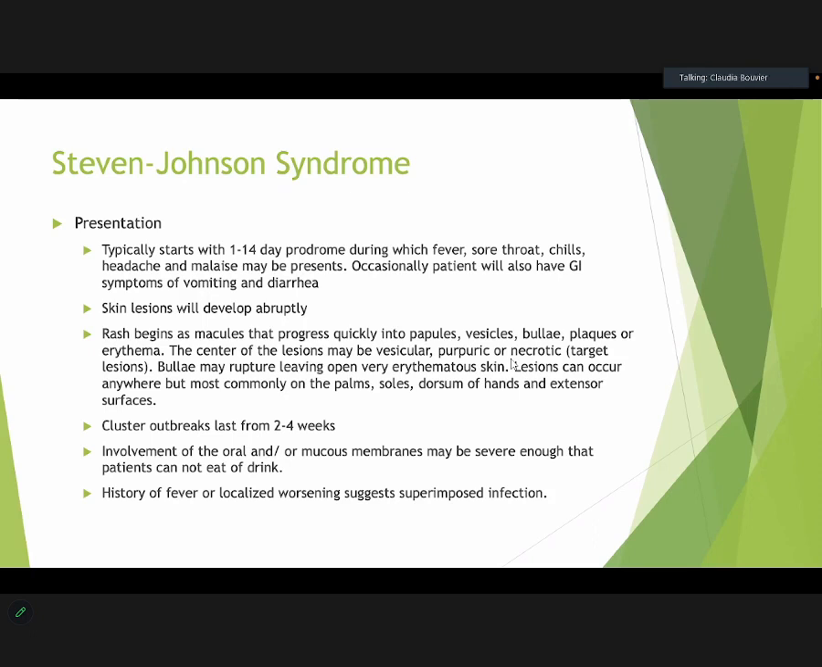If the patient comes in with a fever and what you suspect is Stevens-Johnson syndrome, have high suspicion for a superimposed cellulitis or infection because of their increased risk with the epidermis sloughed off.